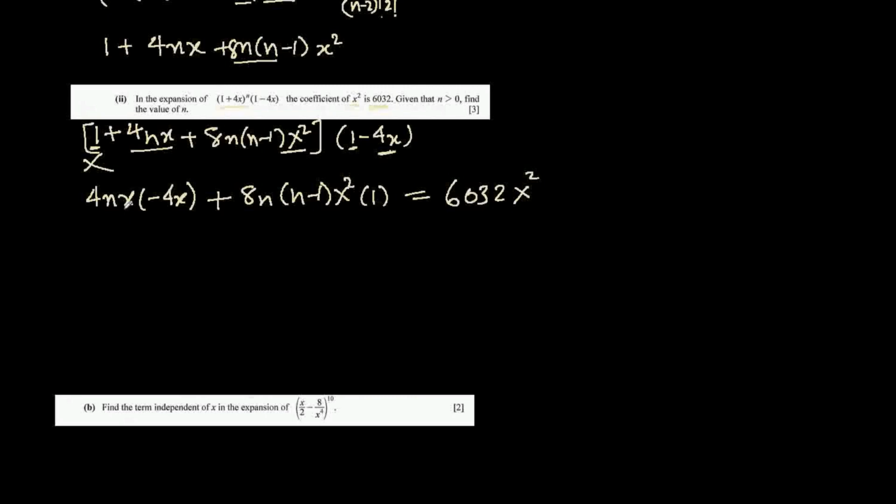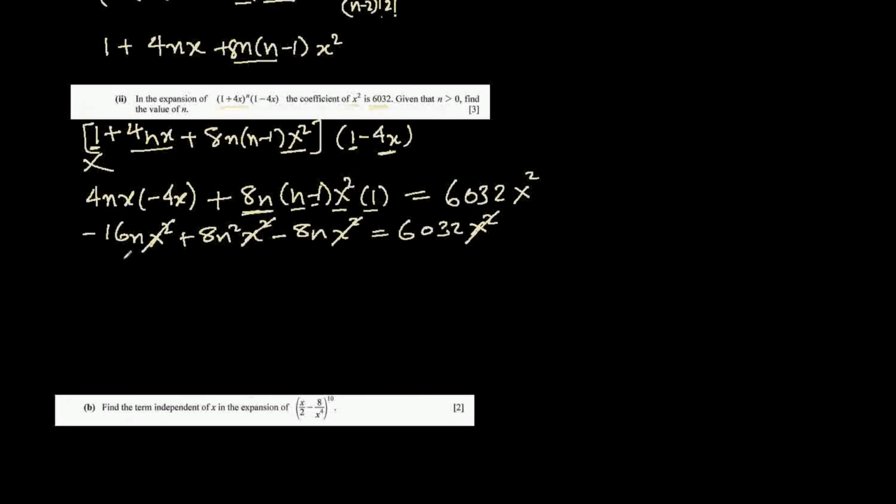First of all, get rid of x squared. So we will first simplify this one, minus 16nx squared plus 8n multiplied by n, 8n squared, and then we are multiplying by x squared and 1, it will be x squared. Then 8n multiplies with minus 1 also, so minus 8n again x squared equal to 6032x squared. Since all of them are x squared, now we don't need to look at them at all. If you didn't write them earlier, that was also okay, but I prefer this way.